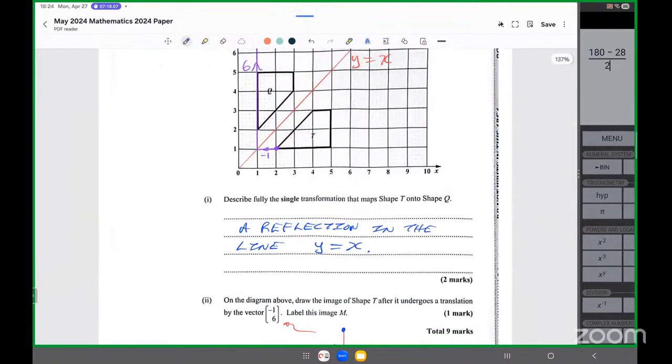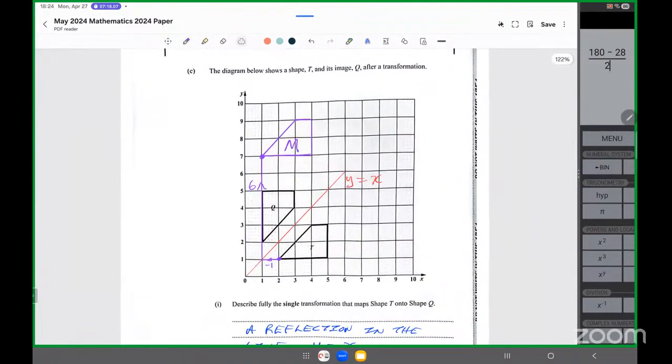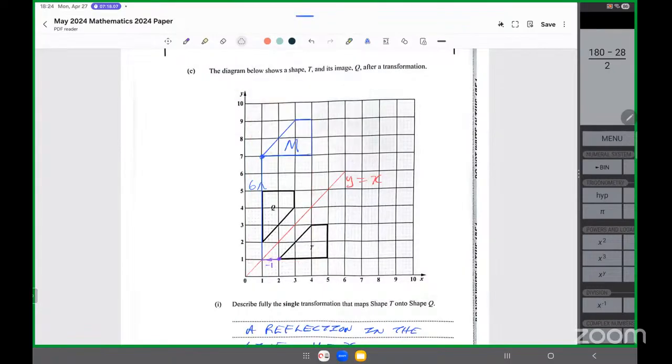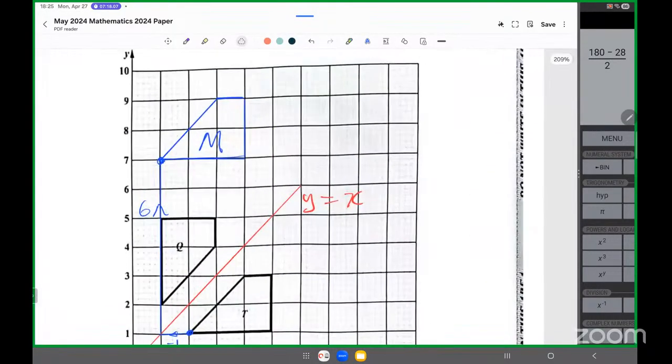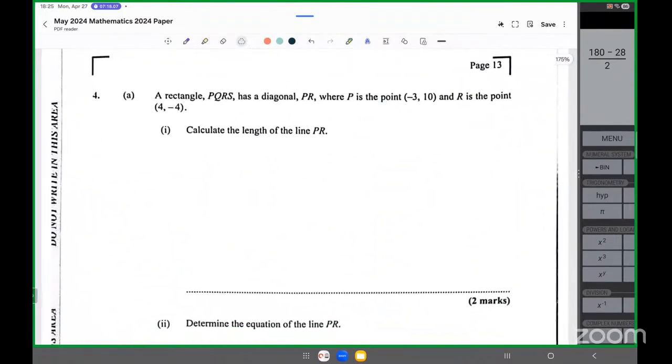Next question. We shall draw it in blue. Change it to blue. Anyway, let's finish with that question. Let's go on to the next one, number 4.